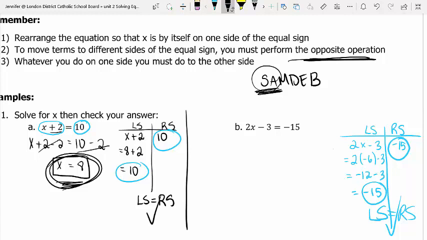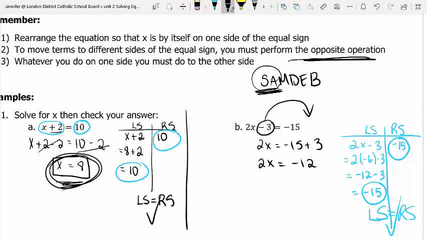So basically what you can do is you can say, okay, to get rid of this, I'm going to bring it to the other side and turn it into the opposite operation. So now the minus 3 goes over here and turns into plus 3. Done. I'm going to simplify the other side.